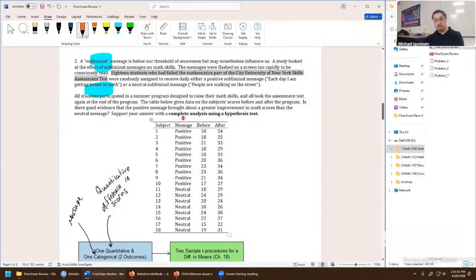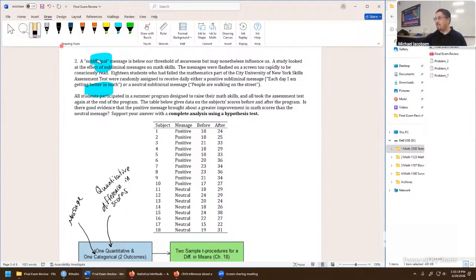They flashed subliminal messages in front of these children while they were in their summer program designed to raise their math skills. Again, if I found out people were running an experiment on me when I was just trying to raise my skill in anything, I'd probably be a little bit upset. But they really did this study. And these were the messages. The positive one was "each day I'm getting better at math." So that doesn't sound bad.